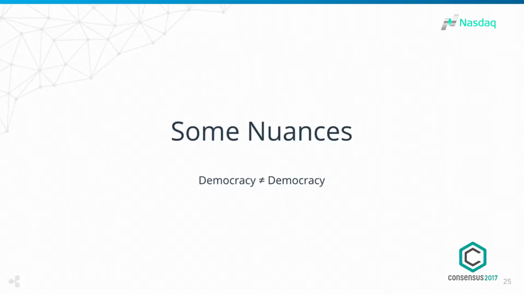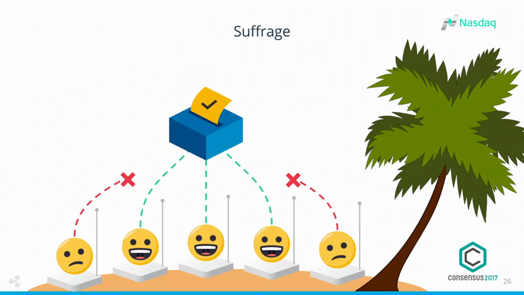There are a couple of nuances I want to highlight. First of all, there's this concept of suffrage, which means not everyone gets to vote all the time. We haven't had universal suffrage for all of history, as I'm sure you know.